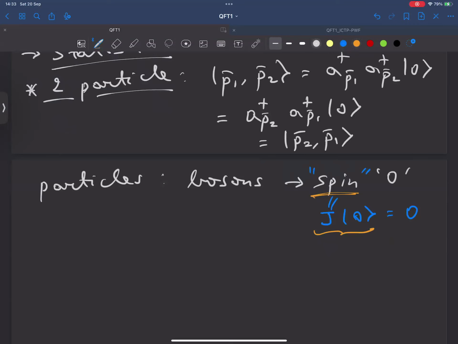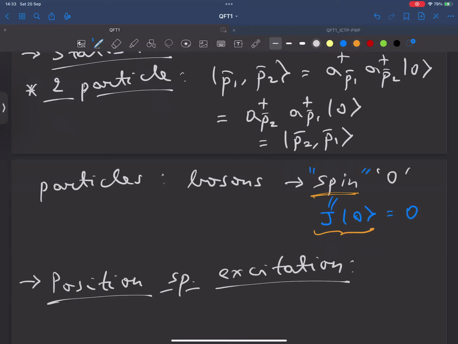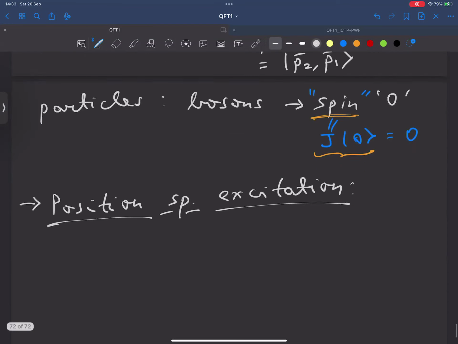Okay, so now you see that we have been calling these particles, and there was a question yesterday: what about the position space excitations? So now we will look at position space excitations. These are all momentum space excitations, but we still call them particles. Normally we are used to thinking of particles as excitations in the real space or position space. So let's discuss that now.